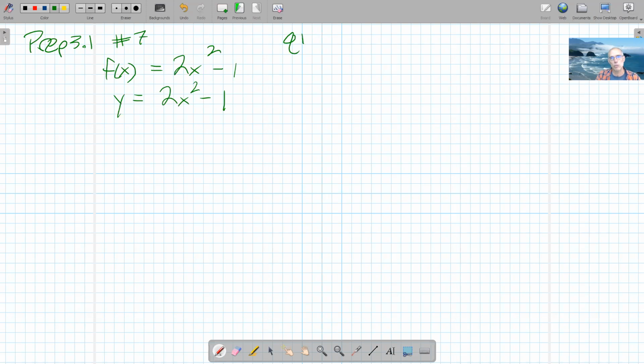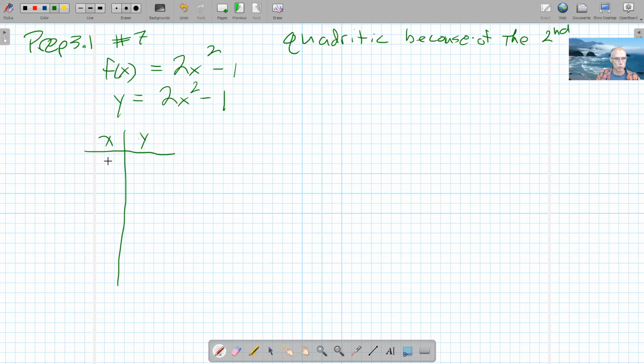So I'm just gonna make a note to myself in case I need this for the exam. Quadratic because of the second power. All right, so just a nice side note. And then I gotta make the table like before. And this assignment is always picking -2, -1, 0, 1, and 2.